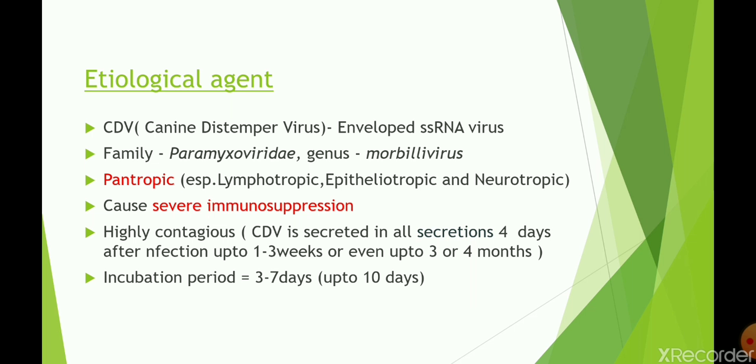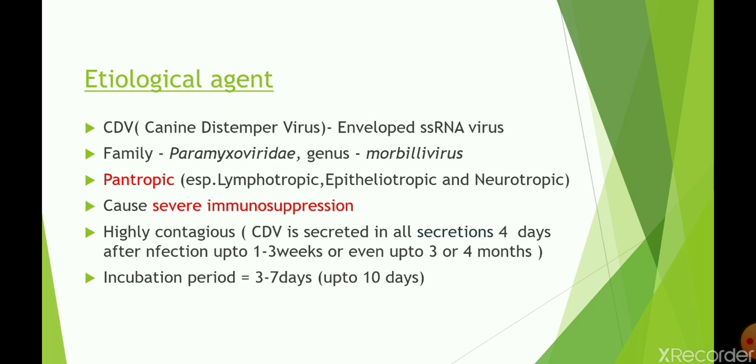It's a pantropic virus. Pantropism means the virus has the tropism for almost all cells in the body. And among the cells, it shows relatively more tropism to the lymphocytes, followed by epithelial cells, followed by the neurons. Since it affects the lymphocytes, it causes severe immunosuppression. It's a highly contagious disease.